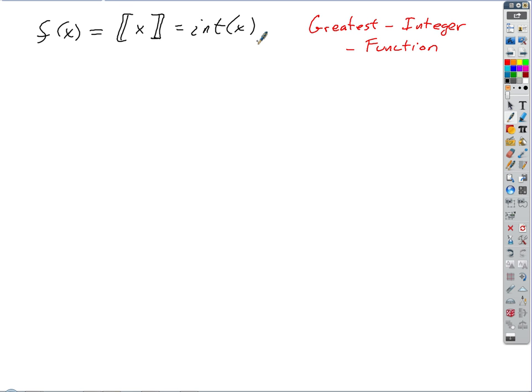Well, the greatest integer function is an example of a step function. It's a function that is defined as having the value of the greatest integer that is less than or equal to the input, okay? So for example, if I input 3.1, what would the greatest integer function output? It'd be 3, right? So the greatest integer that's less than or equal to the input, and it has to be an integer.